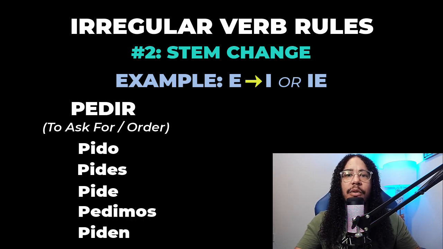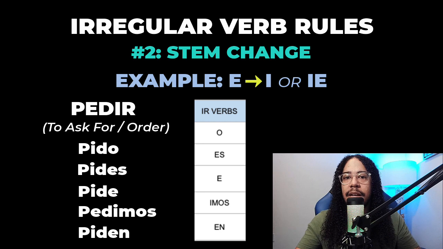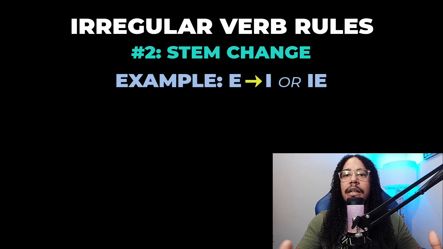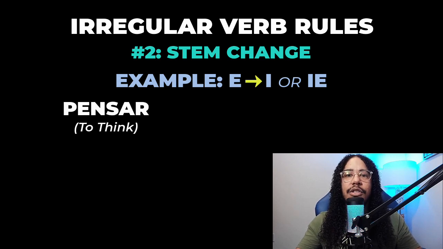Just like we saw with rule number 1, all of these endings are still the same as it would be for a regular verb. O, es, e, imos, and en. So what's different? Unlike what we saw with rule number 1, the change is happening at the beginning of the word, and it applies to all forms except nosotros. Nosotros always acts like a regular verb, but pido, pides, pide, and piden all have i at the beginning instead of e. Now let's look at the verb pensar, which means to think.